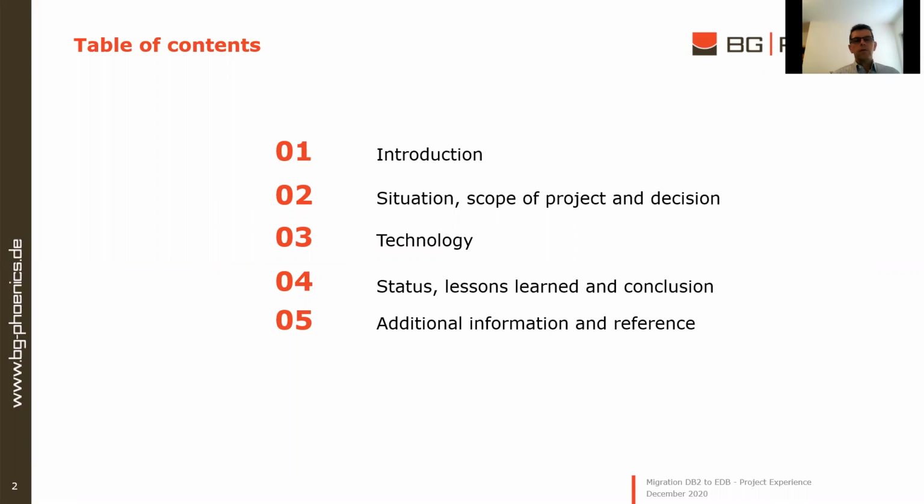The content: first, a short introduction of the company and about me. Chapter 2, the situation when we started the project, the scope of the project, and the decisions that we took. Third chapter, the technology, a short introduction, how we built it, how we automated it, and the technology behind it. Chapter 4 is the current status, the lessons learned from the project, and the conclusion to the project.